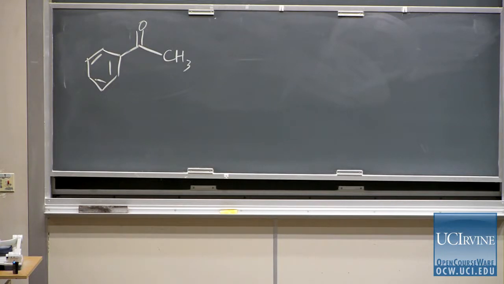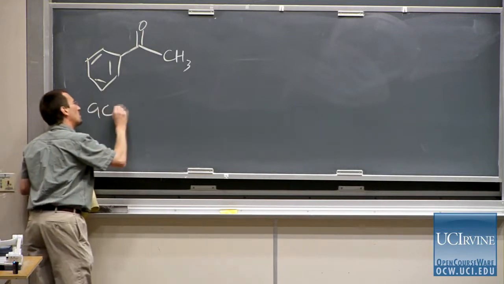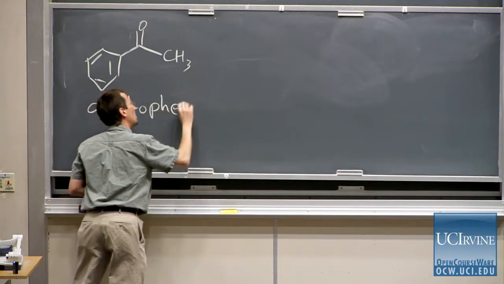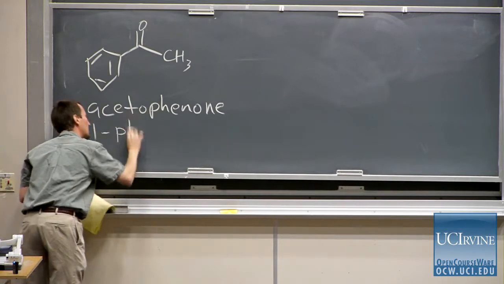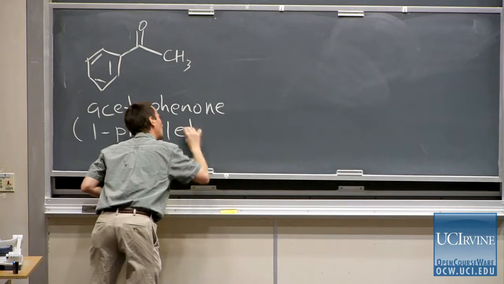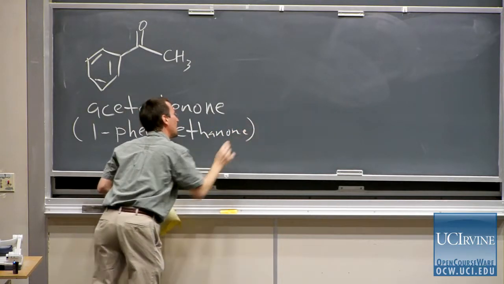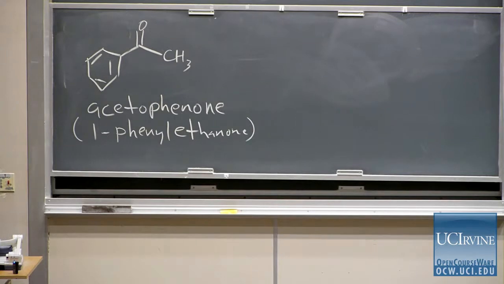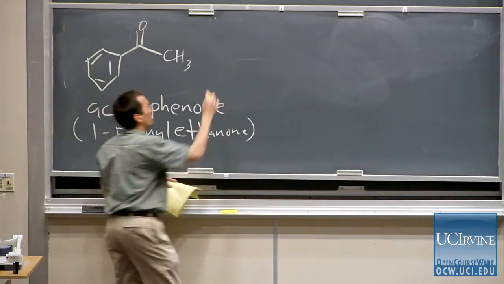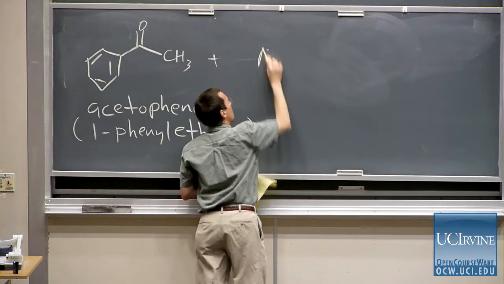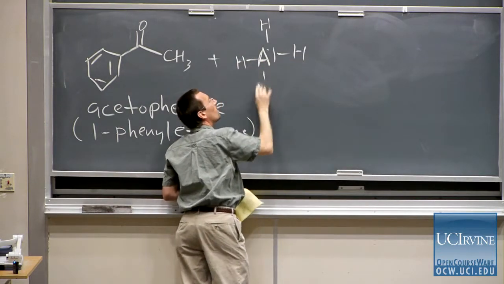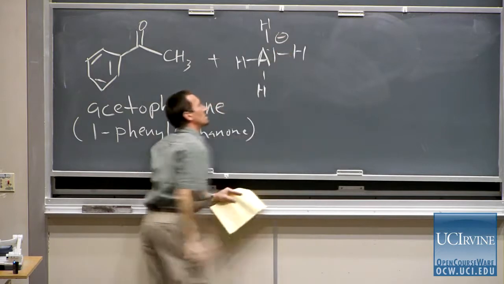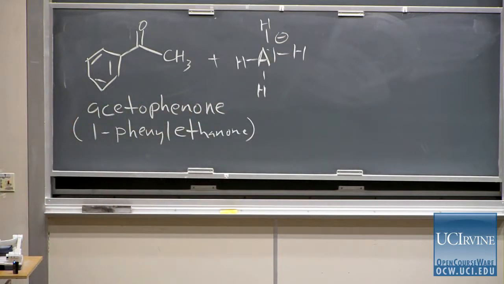The IUPAC name for this compound is 1-phenylethanone, but nobody is going to call it that. Everyone's going to call it acetophenone because it's one of these compounds where the common name just really dominates. So I'll write out the systematic name just as a reminder. But again, the common name is going to predominate. And we're going to imagine treating this compound with lithium aluminum hydride. And now we're going to see how it reacts as hydride anion.